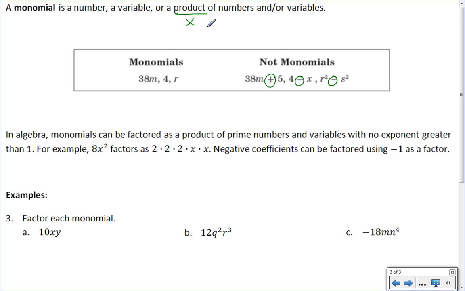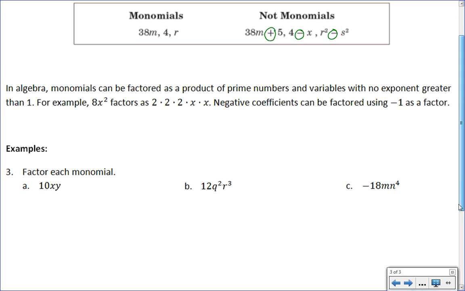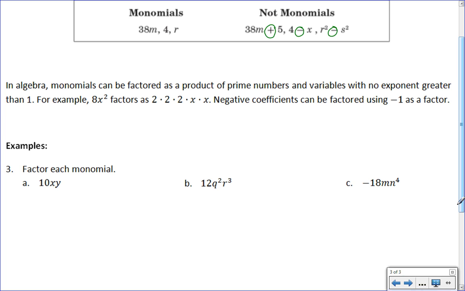In algebra, monomials can be factored as a product of prime numbers and variables with no exponent greater than 1. For example, 8x squared factors as 2 times 2 times 2 times x times x. This 2 times 2 times 2 is just 8 factored down. And then x times x, because this is x squared. Negative coefficients can be factored using -1 as a factor. So we still want to factor these, but they're going to look a little bit different because there are some variables involved. So factor each monomial.